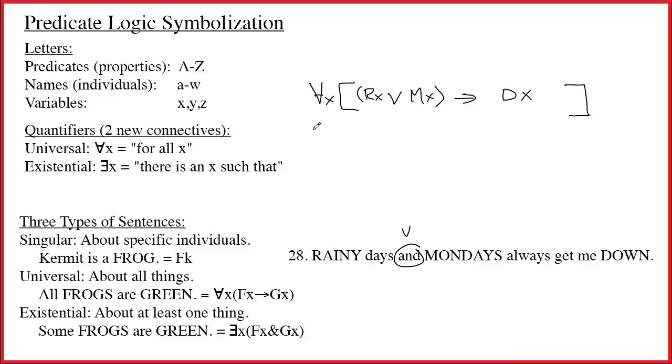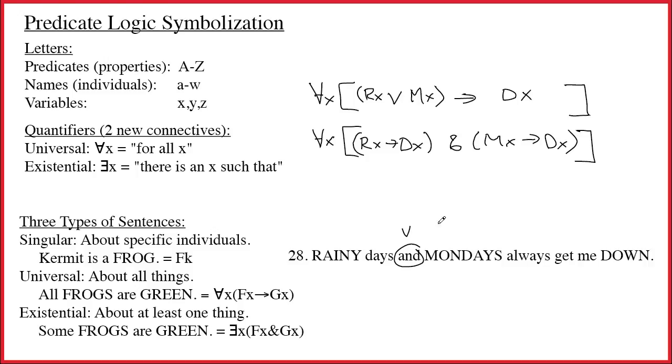Now the truth is there's an alternative way to symbolize this sentence which does make sense of this and. You would use a universal, and then say, if x is rainy, then it gets me down, and if x is a Monday, then it gets me down. These two formulas are logically equivalent to each other, and they're both 100% correct. But notice this puts a universal with an ampersand. That is non-standard, because in standard cases universals go with arrows. This isn't illegal, and either one of these is 100% correct. But it's kind of like you have to choose your poison.